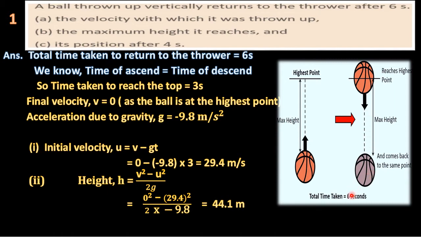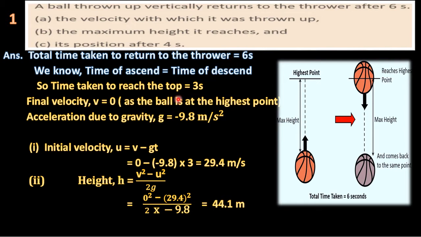So we know that time of ascent is equal to time of descent. So the time that the ball takes to reach the top, how will we get that? It is 6 seconds by 2, that is, we get 3 seconds. Hope you understand that, because the time taken by the object to go from the ground to the maximum height is the time of ascent, and that is equal to the time of descent. So the total time is given as 6 seconds, and when we divide it by 2, we get the time taken by the ball to reach the top, 3 seconds.